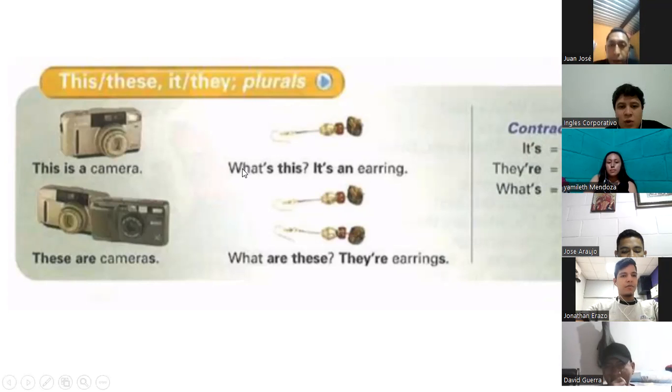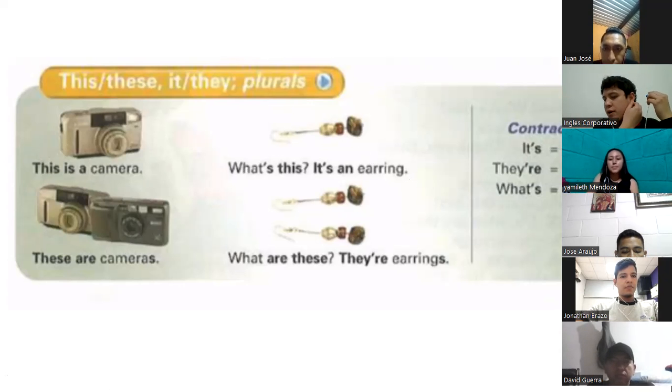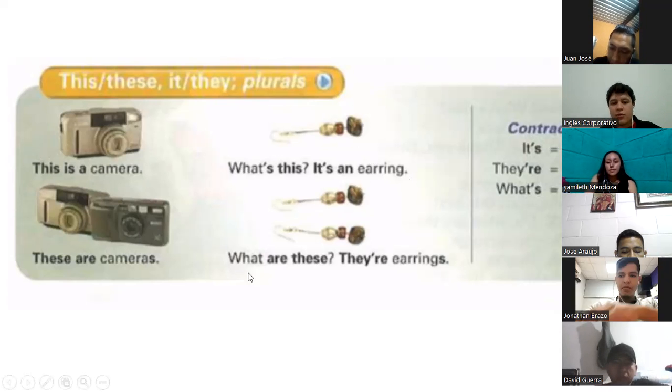What's this? ¿Qué es esto? It's an earring. An earring, guys, is right this one, right? Lo que usan las mujeres, this one, earrings. And now, what are these? They are earrings, okay? So the first one, guys, is singular, and the second one is plural, right?